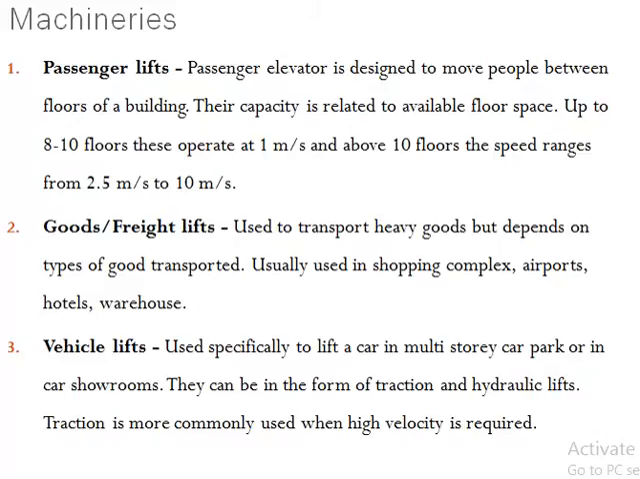The second type of lift is the goods lift or freight lift. They are used to transport heavy vehicles and other goods, but they depend on the types of goods transported. Then vehicle lifts. These are specially designed to lift cars in a multi-story car park or in car showrooms. They can be of traction type or hydraulic type.